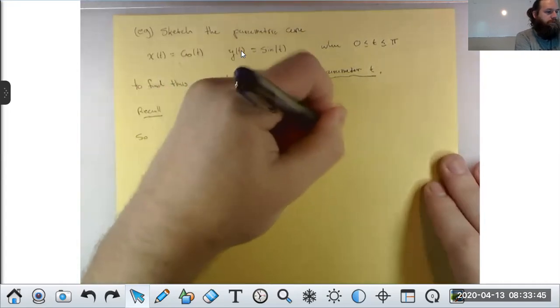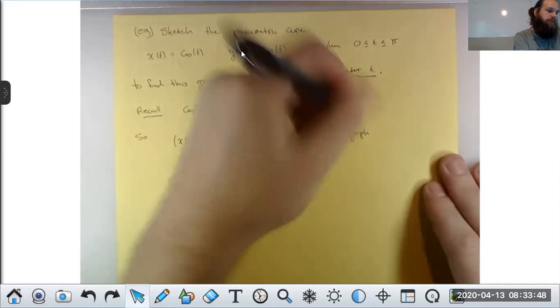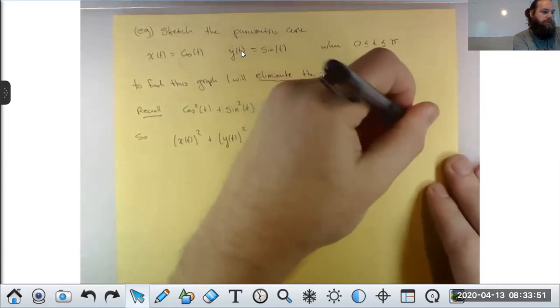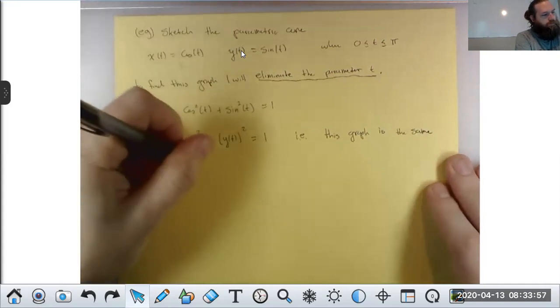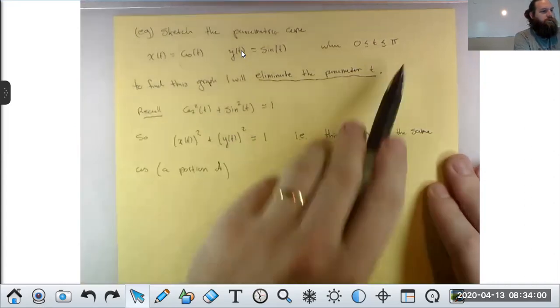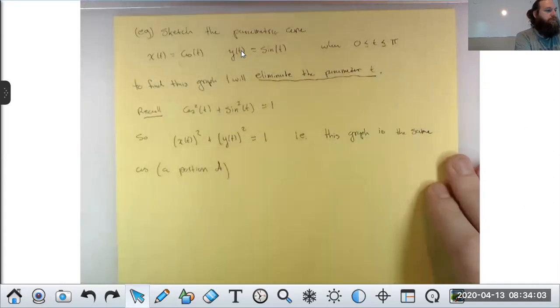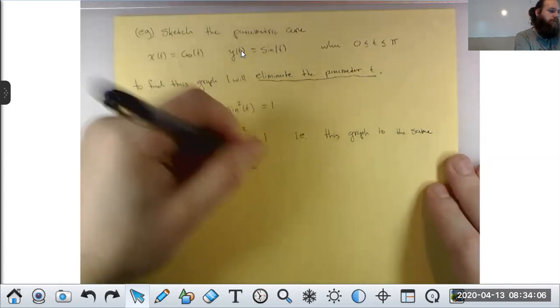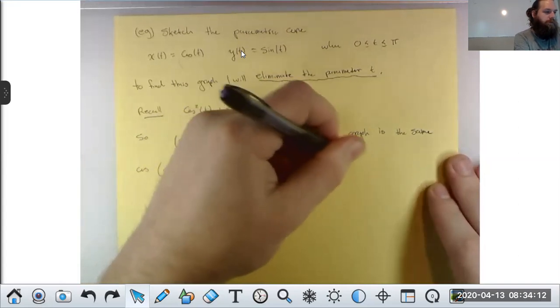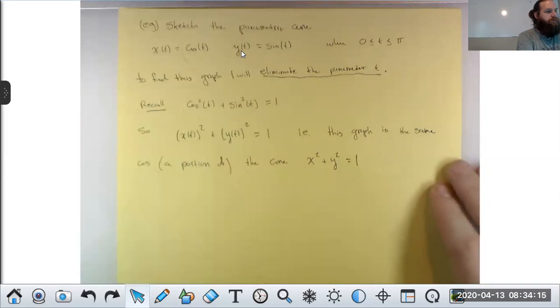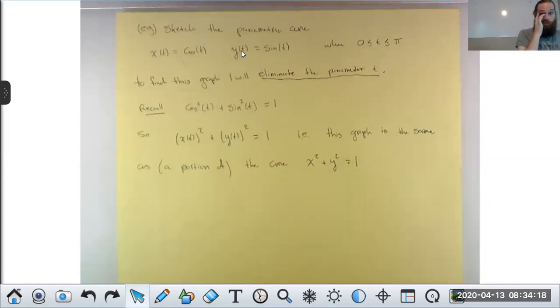this graph is the same as, or is the same as, a portion of, and I say a portion of because I have this restricted time domain, the curve x squared plus y squared equals 1. Remember the t's here, this is just function notation. I write the x of t to remind myself that x is a function of time in this setting. But it's still just x that's being squared here, and it's still just y that's being squared there. I just write the of t's to remind myself that they're functions of time.